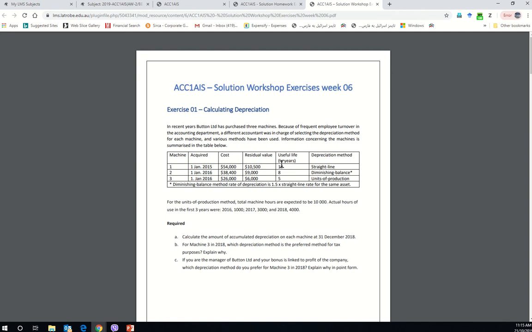For diminishing balance method, we don't have to calculate the depreciable amount. We calculate the depreciation based on the book value or the carrying amount, and the book value for the first year is usually equal to the cost, right?